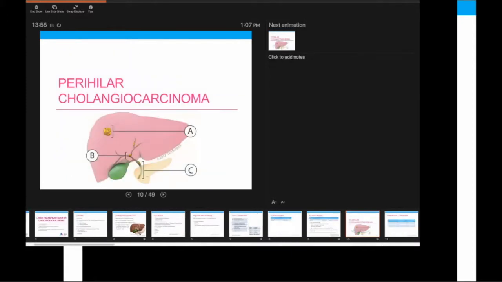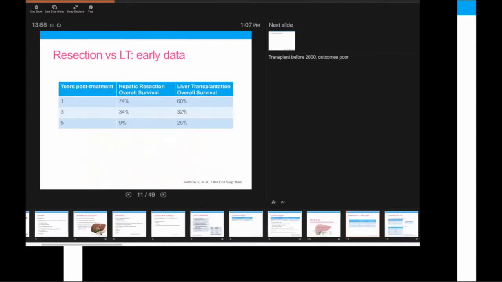So first we'll go over perihilar cholangiocarcinoma. So the early data, this is in the 1990s, in terms of evaluating resection versus transplant. The data is pretty dismal. In comparing hepatic resection with transplant, the 1-year survival was 74% in the resection category and 60% in patients who underwent liver transplant. By 5 years, very few patients were able to survive, 25% in the liver transplant group and 9% in the hepatic resection group.